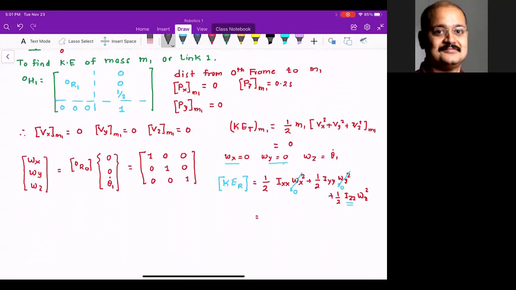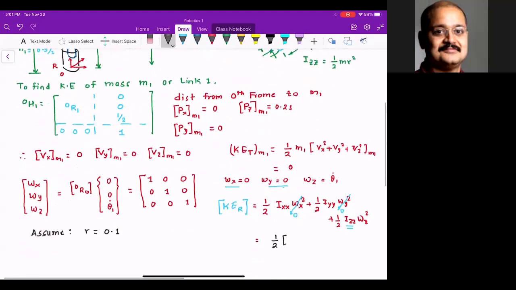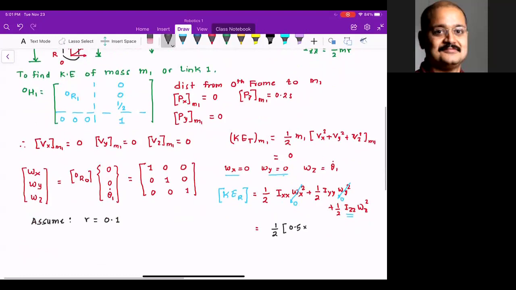So I'm going to give you the value of r here. Assume r is equal to 0.1. With that, the kinetic energy of rotation can be found as 1/2 Izz, which is 0.5, the value of mass is 1, the value of r is 0.1 squared, times theta 1 dot squared. Are you with me so far?